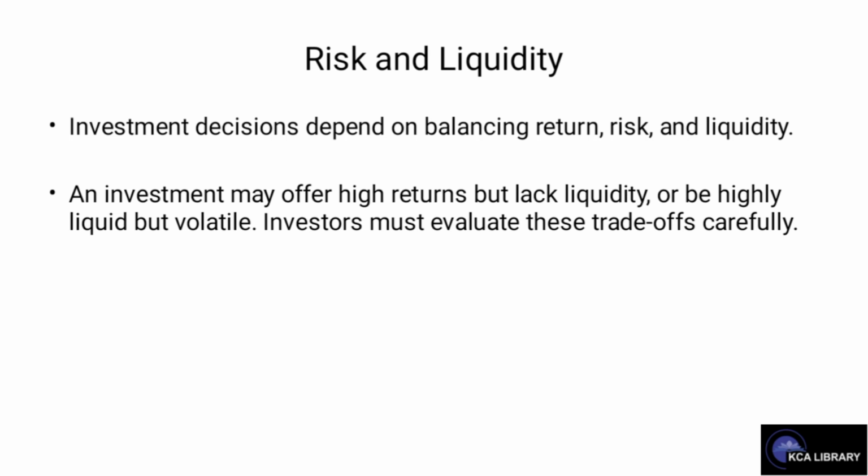An investment may offer high returns but lack liquidity, or be highly liquid but volatile. When we say it lacks liquidity, it means that you cannot easily get your money. I think this has to do with how fast you can get your returns. Investors must evaluate these trade-offs carefully. So if you cannot get all three at once, you lose one and get two, or you lose two and get one.